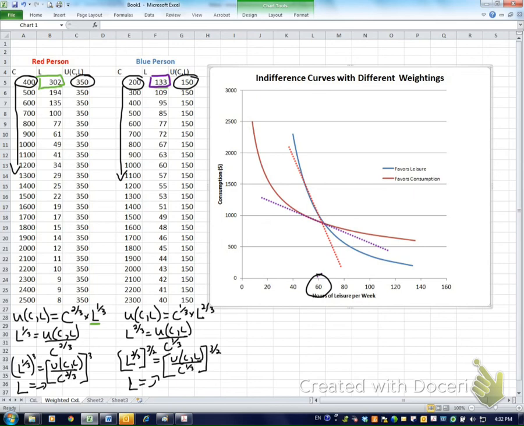In order for the blue person to really increase their utility, they want to be moving very much to the right along this region. For the red person, in order to increase their utility, they really want to be moving more up in that direction with more consumption.